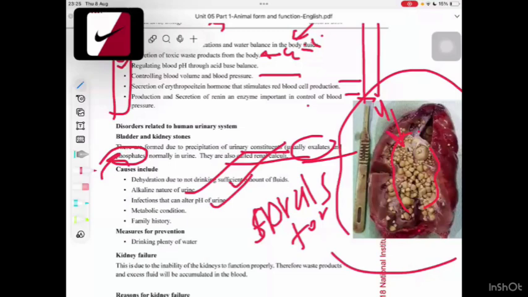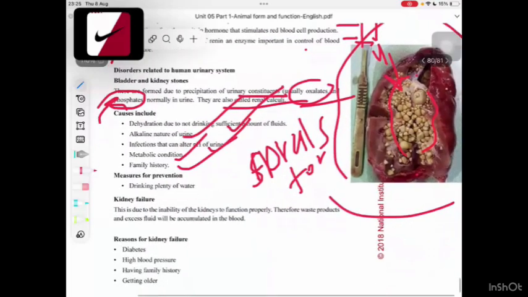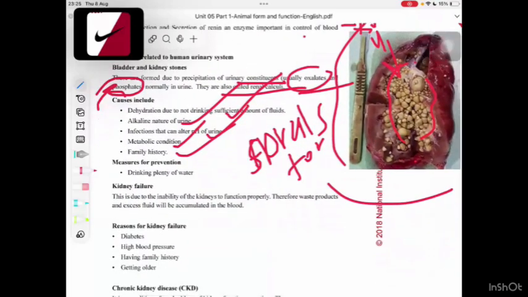Metabolic conditions can also cause kidney stones in our body. And family history from genetics also, you can get the kidney stone disease, right? Measures for prevention: you have to drink plenty of water, right?